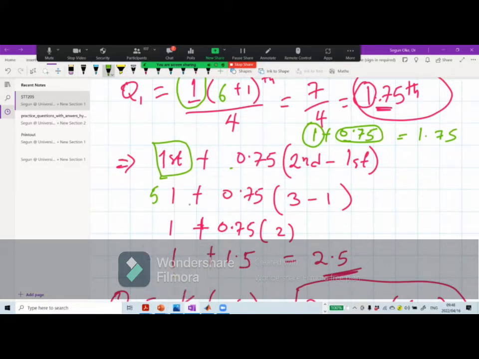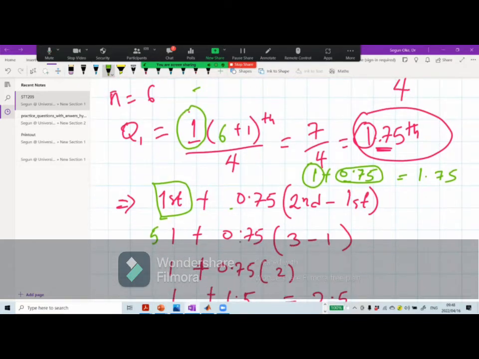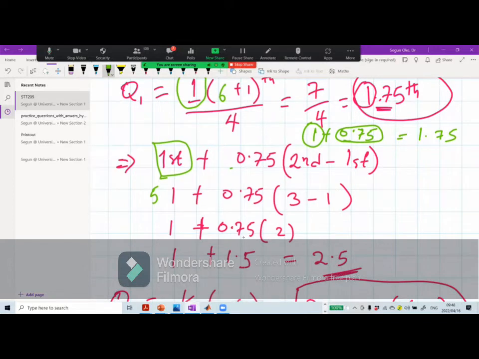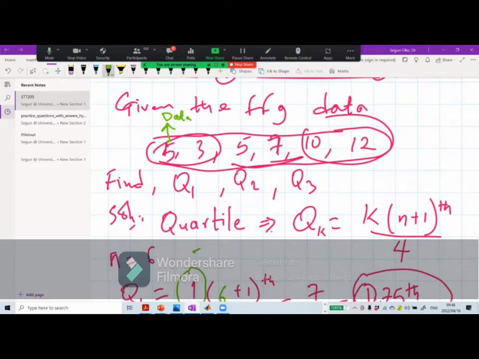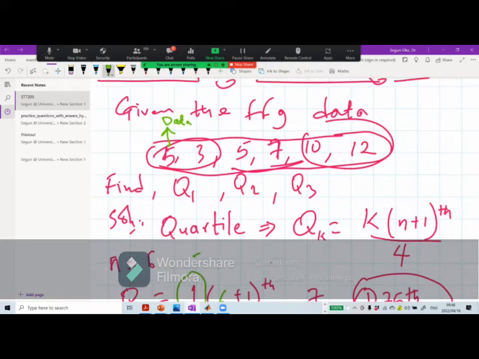Because of the question I gave you, I'll put 5 here. Let me continue. Here, when I got to this place, I cannot say first minus first. Remember that this data is well arranged. Another thing I need to tell you is this: they can give you data like this.